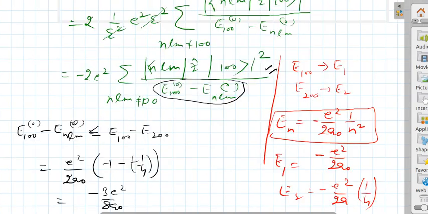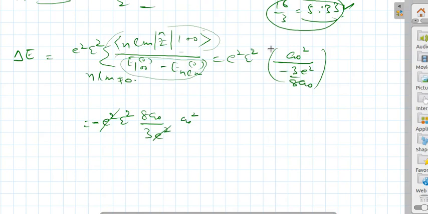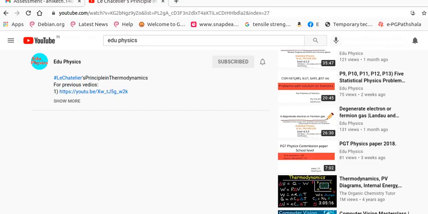Let me again go back. Yeah, am I right? So it is minus 8 epsilon square a naught cube by 3. This is the value of the energy shift which we get on the application of the applied electric field, right? So the energy will be changed on the application of the electric field. That's all for the Stark effect. Thanks for watching this lecture.